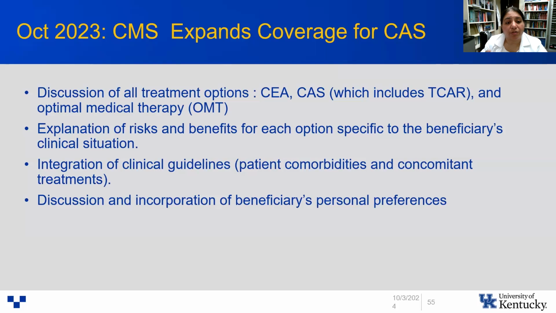On the other hand, if the patient has a history of prior radiation therapy, then they can be suitable for carotid artery stenting. You offer all these options to the patient, you discuss with them, and based on that, the patient is able to decide which procedure they want to go through. So you have to incorporate the beneficiary's personal preferences too. And this is all included on the CMS website if you go through it.